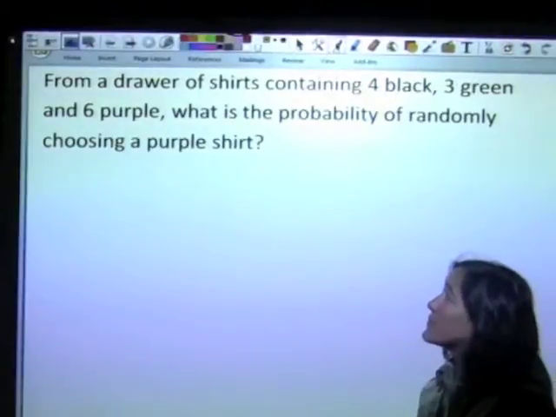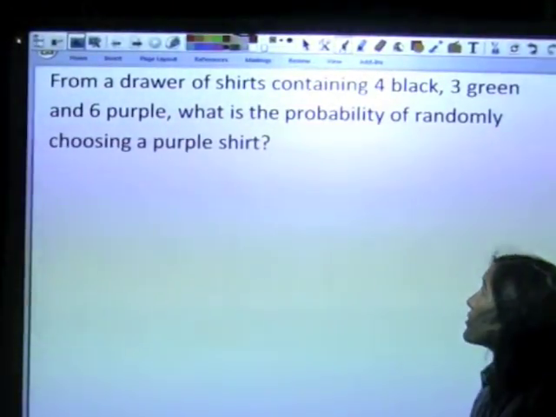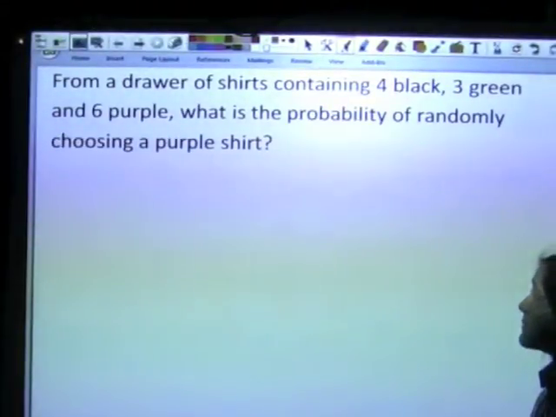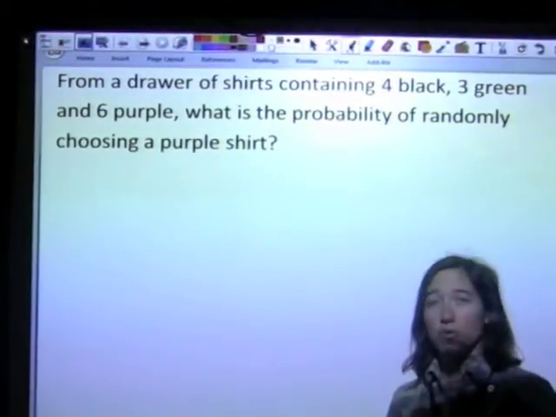The example problem that we'll start with: from a drawer of shirts containing 4 black, 3 green, and 6 purple, what is the probability of randomly choosing a purple shirt?